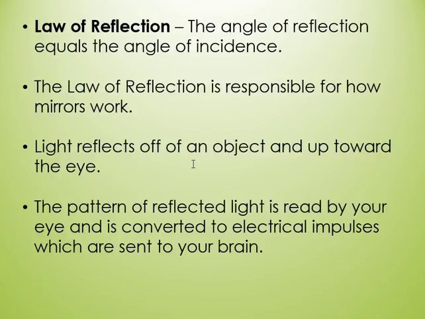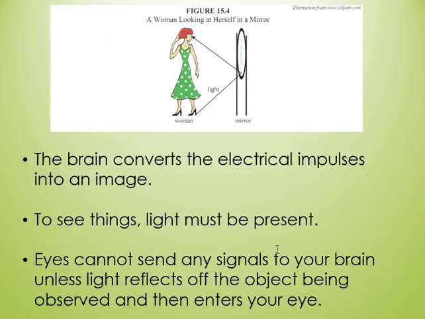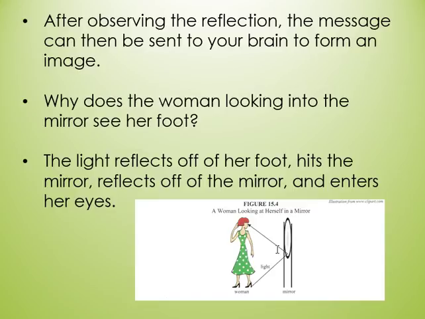Light reflects off of an object and up toward the eye. The pattern of reflected light is read by your eye and is converted to electrical impulses which are sent to the brain. Take a look at figure 15 from your text. We see this lady and she's looking into the mirror. The brain converts the electrical impulses into an image. To see things, light must be present. Eyes cannot send any signals to your brain unless light reflects off of the object being observed and then enters your eye. After observing the reflection, the message can then be sent to your brain to form an image.